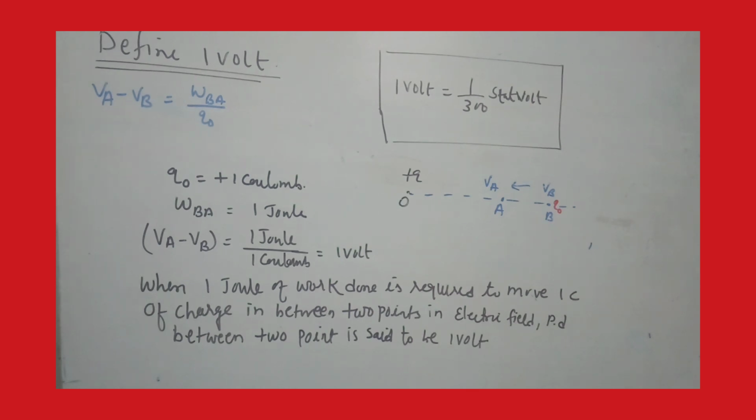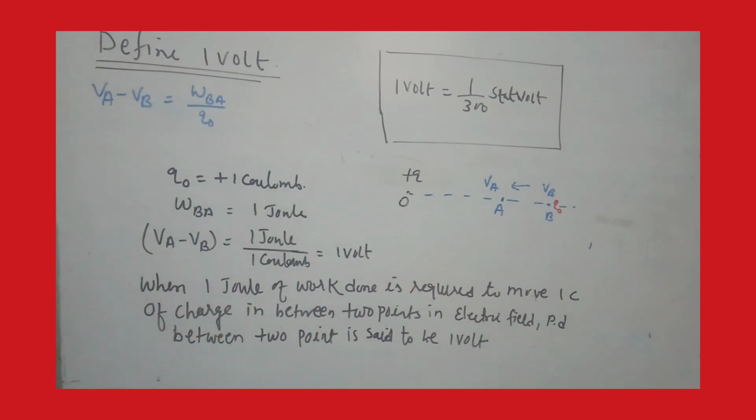It is a very important thing. Okay, so by this relation we can write VA minus VB is equal to 1 joule upon 1 coulomb, and 1 joule upon 1 coulomb we can say is 1 volt, and we can define 1 volt like this: when 1 joule of work is required to move 1 coulomb of charge between 2 points in an electric field, then the potential difference between the 2 points is called 1 volt.